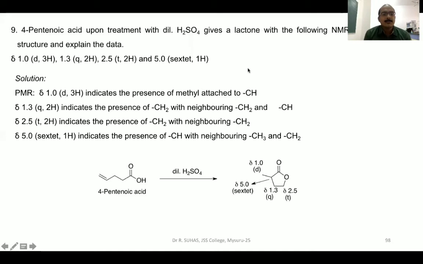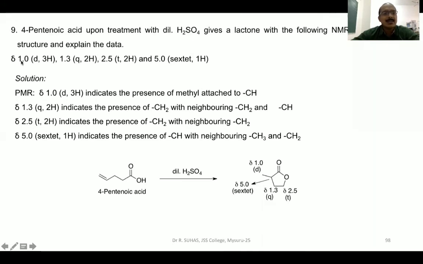Next problem is the kind of problem which involves a chemical reaction, and you have to predict the structure based on the NMR data as well as the chemical reaction. It says that there is a compound called 4-pentenoic acid. Upon treatment with dilute H2SO4 it gives a lactone. That lactone has the following NMR data, and we have to assign the structure and explain the data.